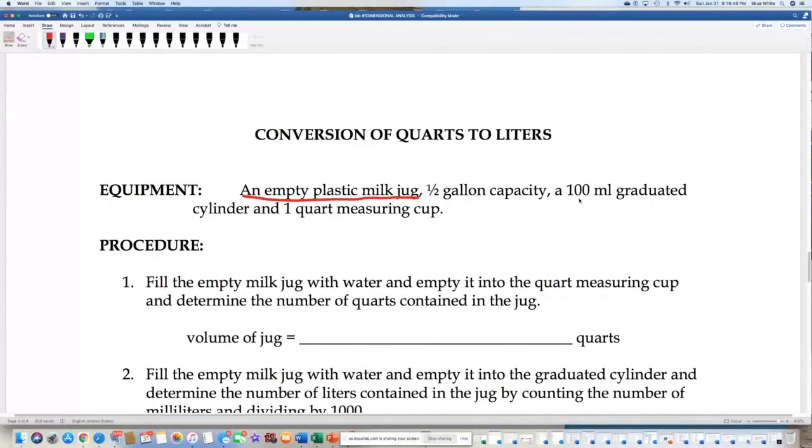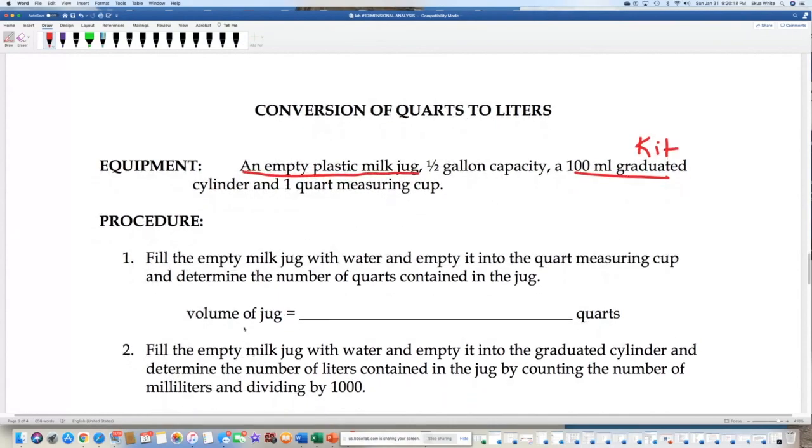Then it says here 100 milliliters graduated cylinder and a quart measurement for measuring cup. I have the measuring cup, the cooking cup, for the ones that you use for cooking, the glass one. I have those and I have the different ones. So I just use that. This one here will be in your kit. This one here, I think that may be in the kitchen.